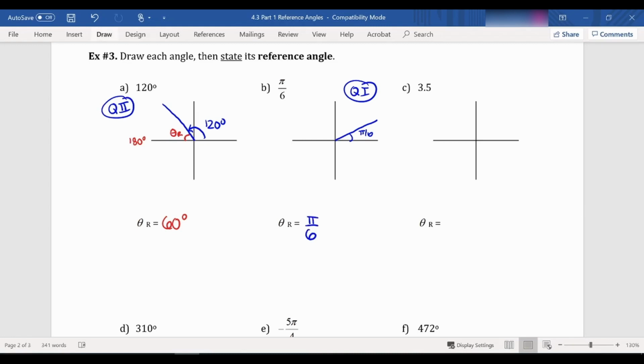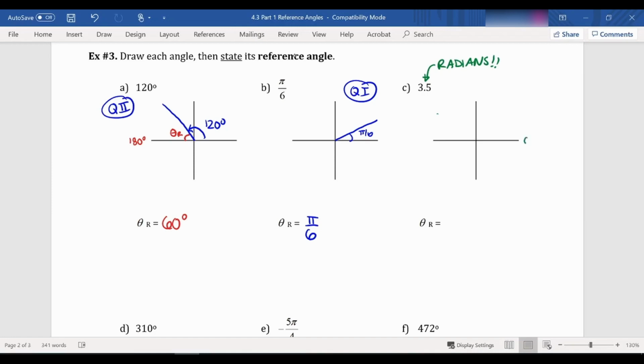Okay. Now the next one tends to trip people up because they see the number 3.5. So they automatically assume it doesn't have a pi, therefore it must be degrees, but there is no degrees sign. This is in radians. Okay. So 3.5 radians. We want to know, where does that go?